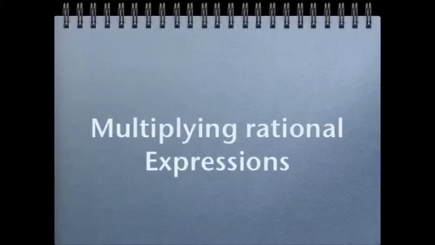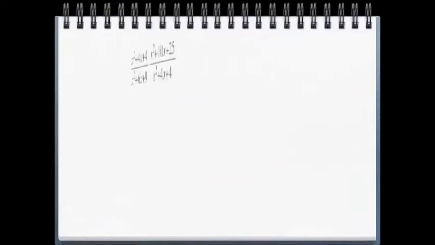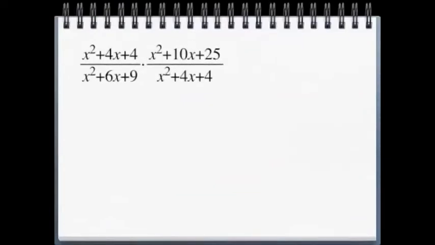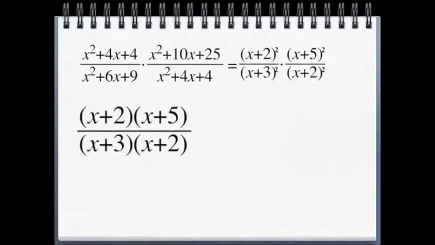Multiplying rational expressions. In order to know how to divide rational expressions, you first have to know how to multiply them. So let's look at this problem. First, you factor. And then you multiply the two numerators and the two denominators in order to cancel out what you can, and then you simplify.